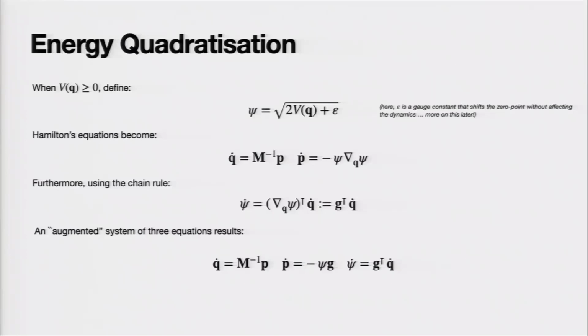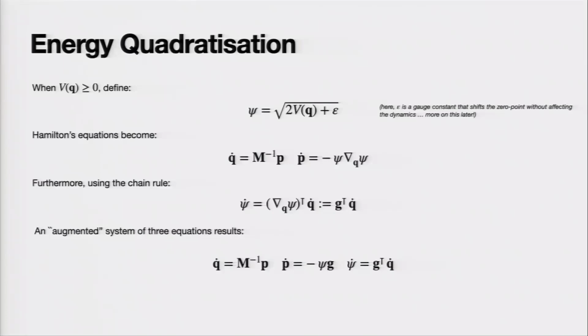But then you also want to define the time derivative of psi, and you can do it very easily using the chain rule. The time derivative of psi, which only depends on Q, is given by the gradient of psi transpose times Q dot. That's just the chain rule. And I'm going to define this vector G, which is just the gradient of psi with respect to Q. So that's just a notation thing, okay?